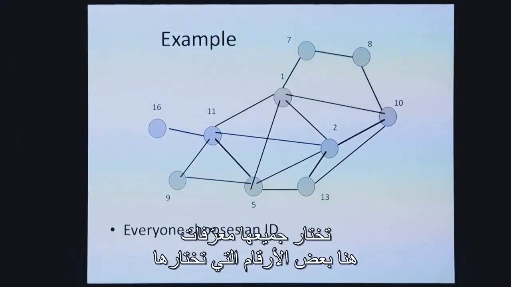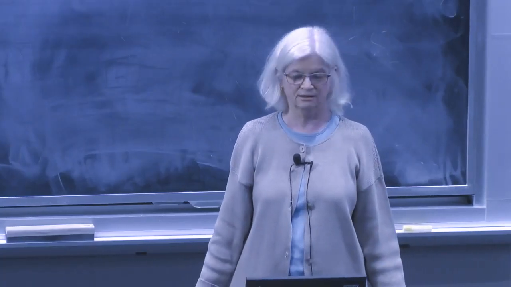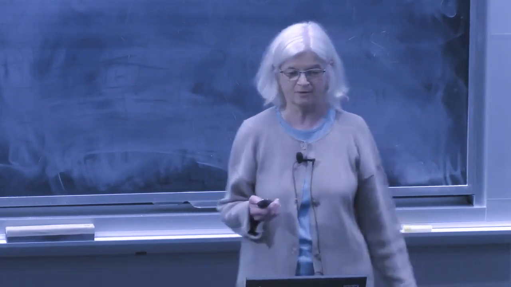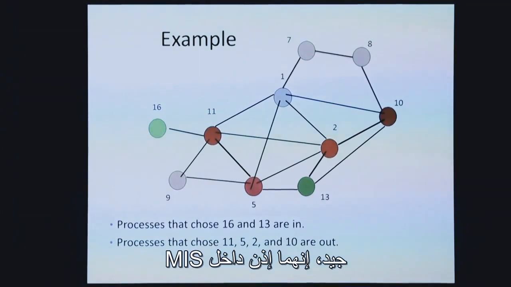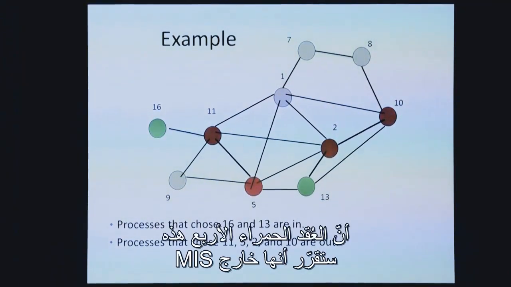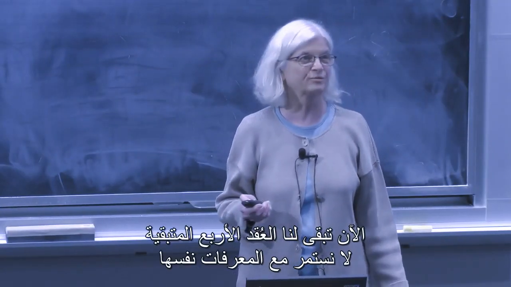They all pick IDs, so here's some numbers that they pick. So which nodes are going to now join the MIS? 16 and the one that chose 13. Okay, good, so they're in the MIS. And then at the same phase, all of their neighbors, those 4 red nodes, are going to decide to be out of the MIS. And now you're left with the remaining 4 nodes.